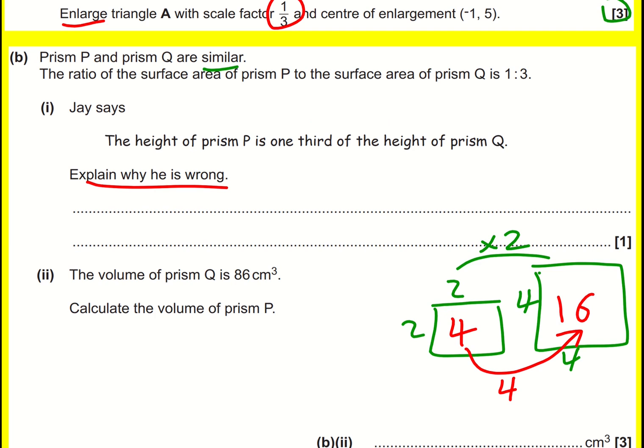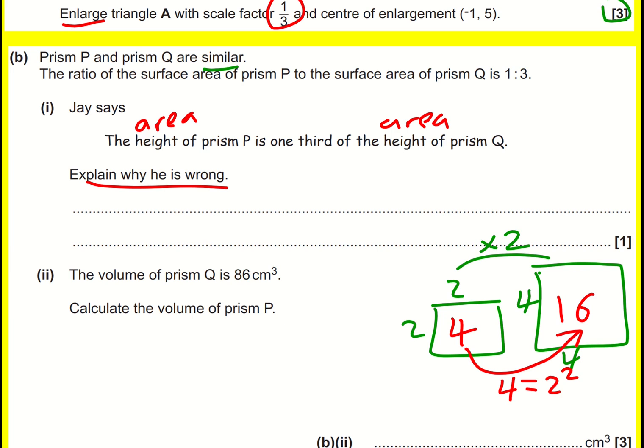He's right that he would be correct if he said the area of prism P is 1/3 of the area of prism Q, but he didn't say that. He said the heights. So how does it relate? Well, actually, 4 is equal to 2 squared, and the reason is that I am doubling the top length, but I'm also doubling the height. So I have to times the area by 2 times 2.